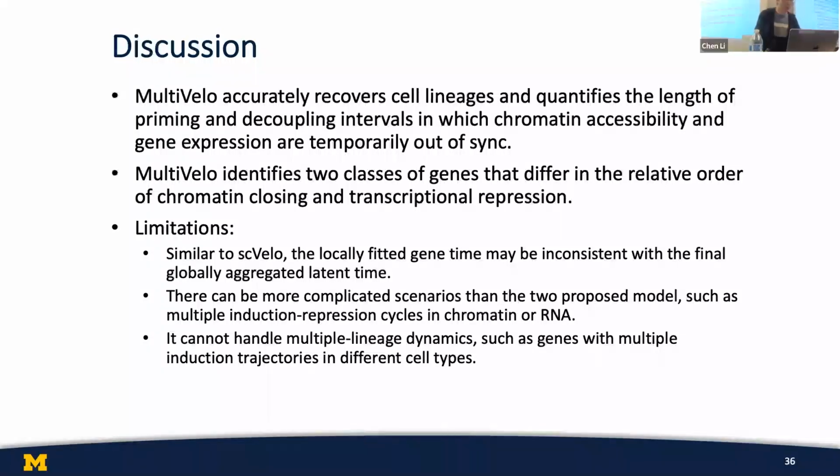Some discussions. We see that MultiVelo can accurately recover cell lineages and quantify the lengths of priming and decoupling intervals of the chromatin accessibility and the gene expression. We assume that there are 2 types of gene expression models, model 1 and model 2 genes, and we found good examples of both models in the data set we tested.